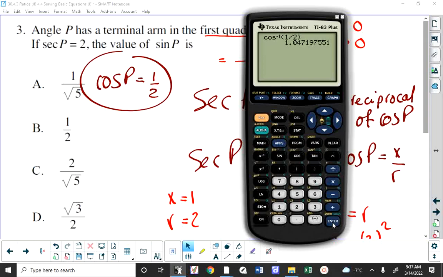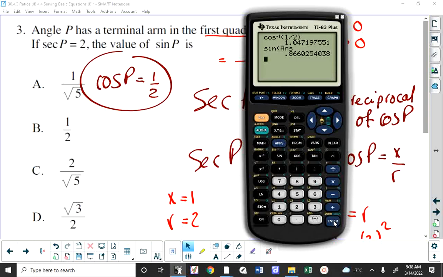Are you with me? What do I want to find? I want to find the sine of P. So why don't I just take the sine of that angle? I know what the angle is. Let's figure out what the sine of the angle is. And it's this number, which is root 3 over 2. So there's other things you can do here. Any other questions before we get started today?